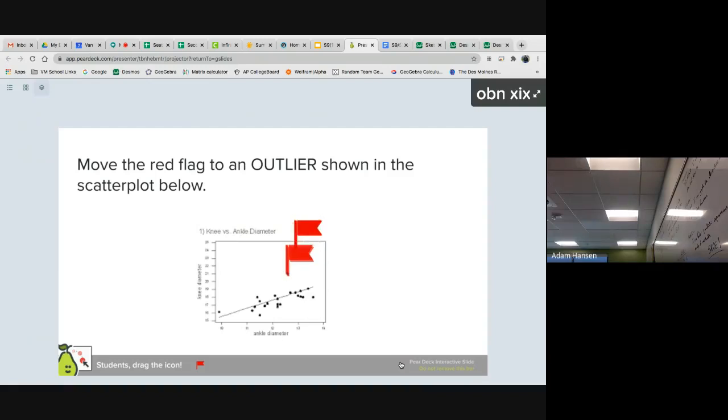Given this ankle size, I'd expect your kneecap to be this small. Yours is significantly bigger. So it's an outlier when compared to the rest of the data set. It's a data point set apart from the rest as an outlier.